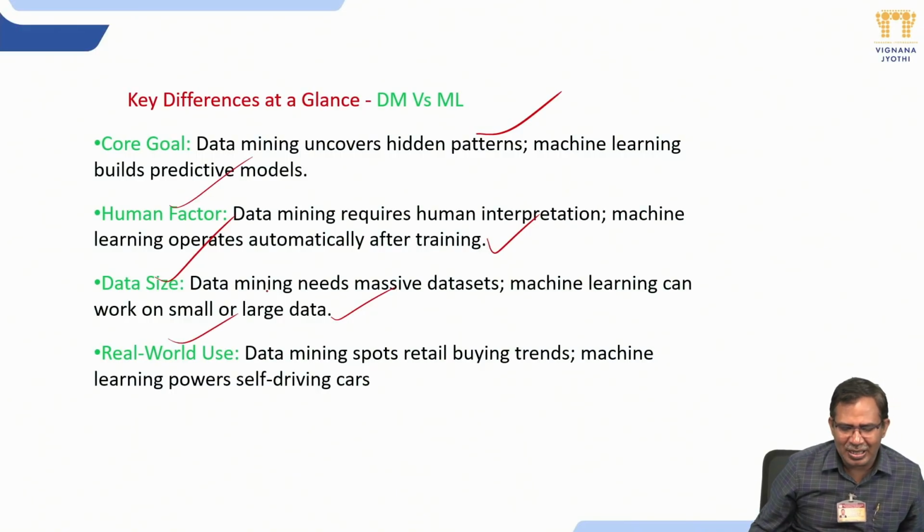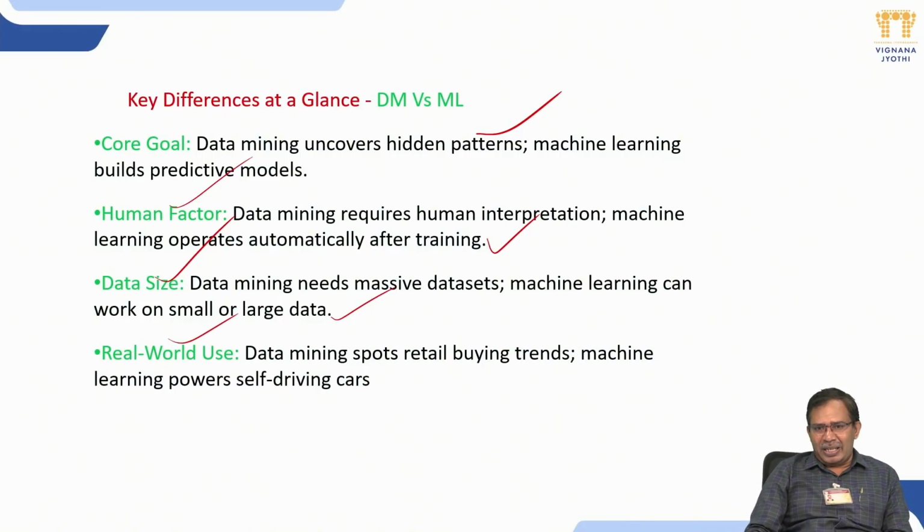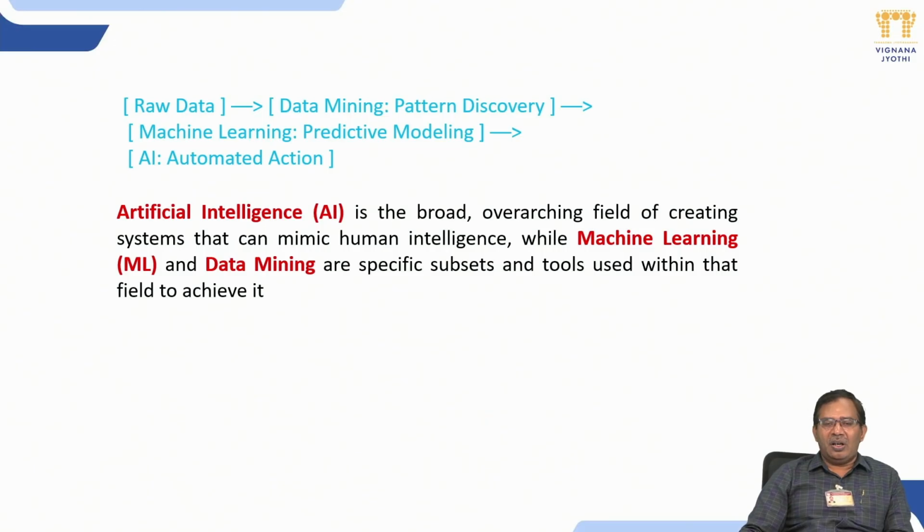In real world usage, data mining identifies retail buying trends of the customers, and based on them, the retail stores will take decisions. Machine learning powers self-driving cars, which work autonomously. So in this context, we have the raw data initially, and data mining performs pattern discovery, machine learning is for predicting future trends, and AI is for automated action, which is more efficient than machine learning, and machine learning is more efficient than data mining.